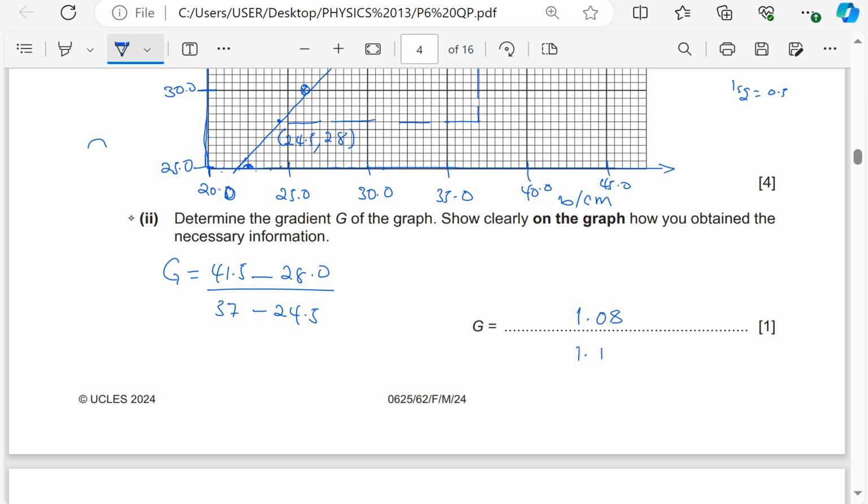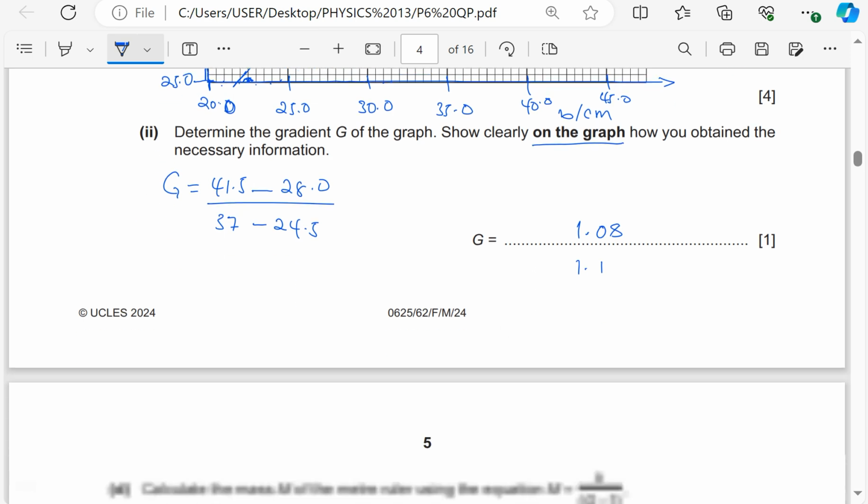Of course, this will have no unit because they said show clearly on the graph. That means you must show a triangle, or you must write points there. So you could write 1.08 or 1.1, or any value very close to 1.08 would be your gradient.